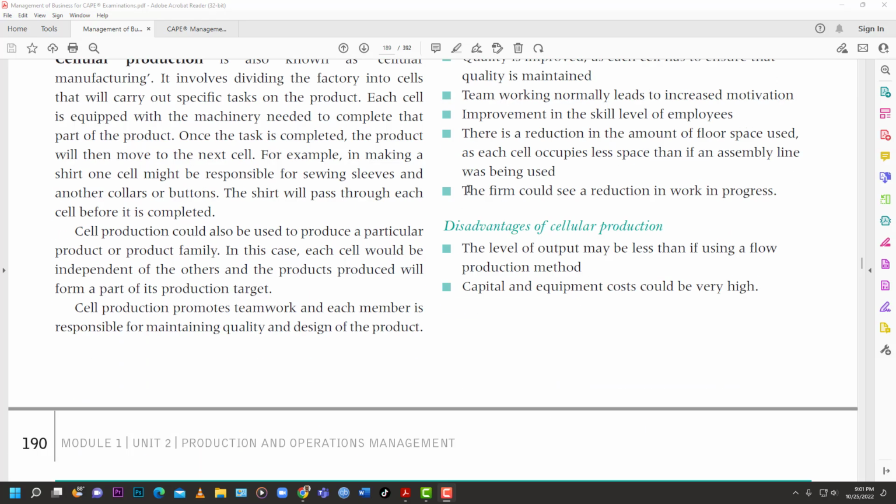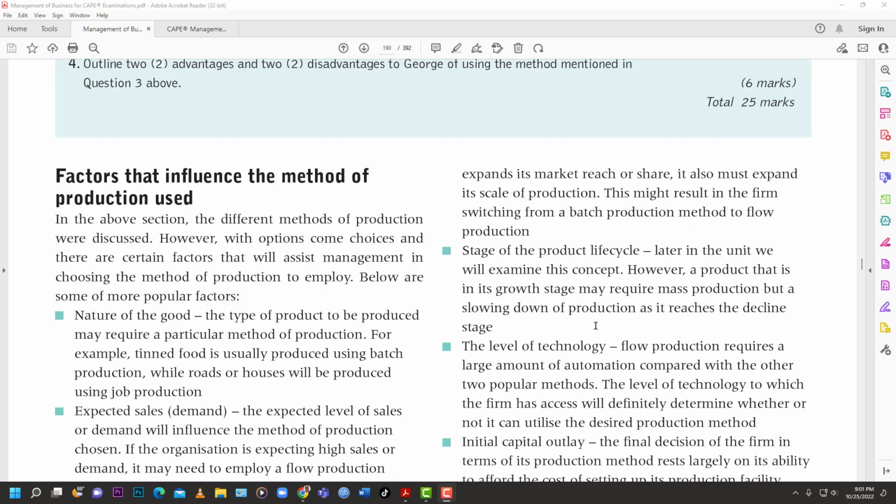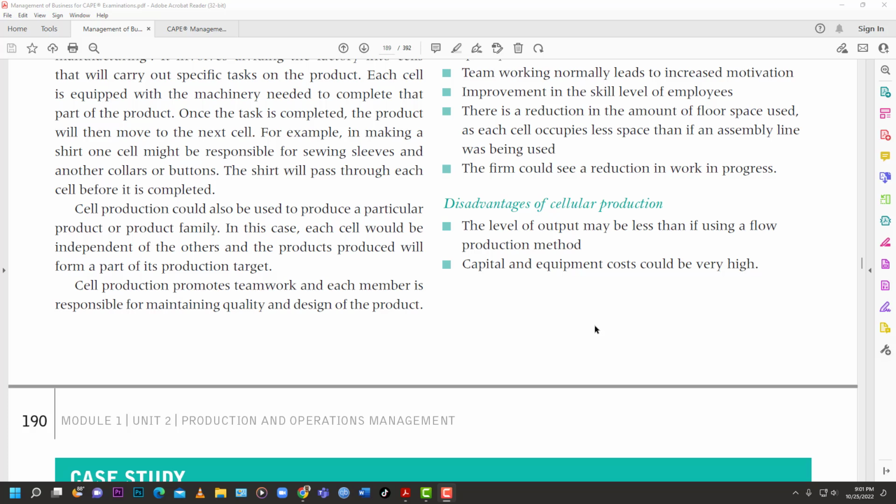Disadvantages: the level of output may be less than if using a flow production method, because remember, you have to move from one cell to the next. That takes time. So you can reduce the level of output instead of the machinery just flying full speed. Capital and equipment costs could be very high. And so those are the disadvantages of cell production.